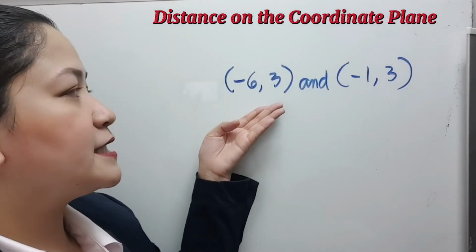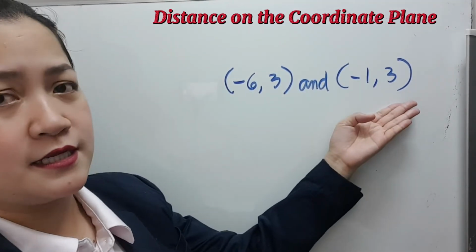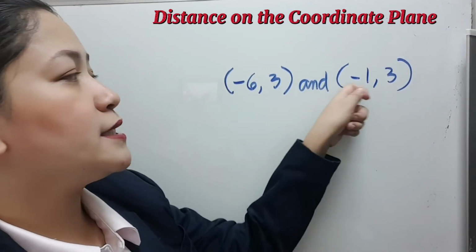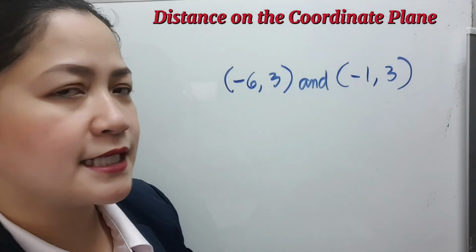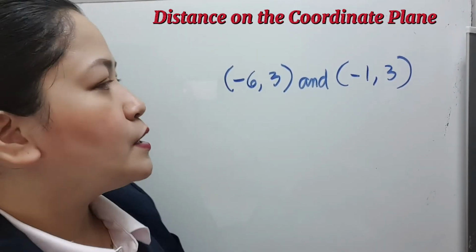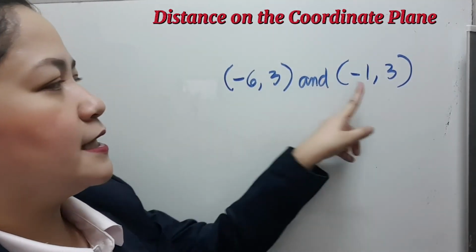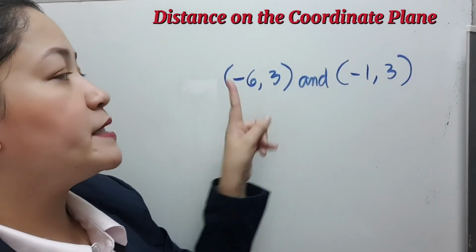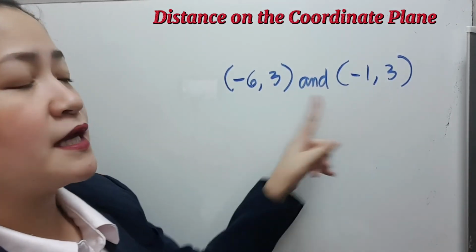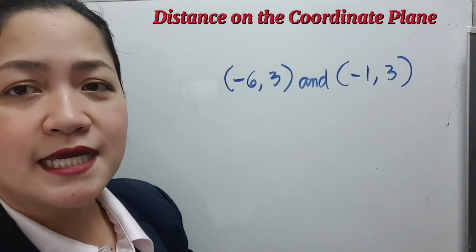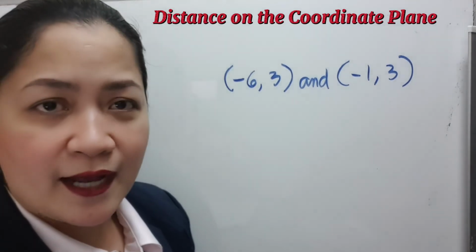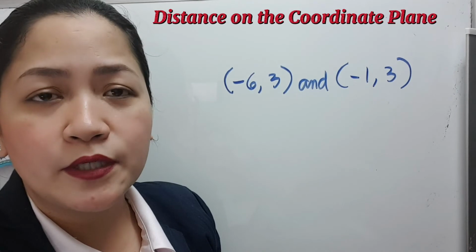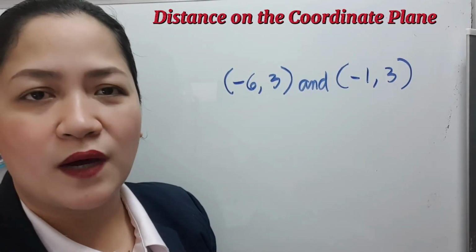Now we have here (-6, 3) and (-1, 3). By looking at their signs, we know that they belong to the same quadrant. That is at quadrant 2. So 3 and 3, the y coordinates are the same. That means we will be getting the absolute values of the x coordinates, and then we are going to subtract. Why are we going to subtract their absolute values? Because the points are on the same quadrant.